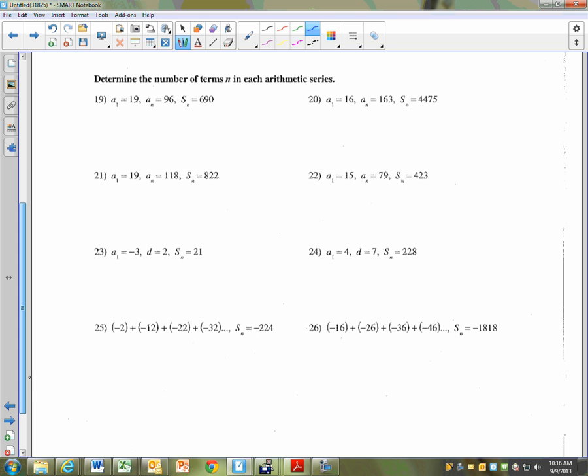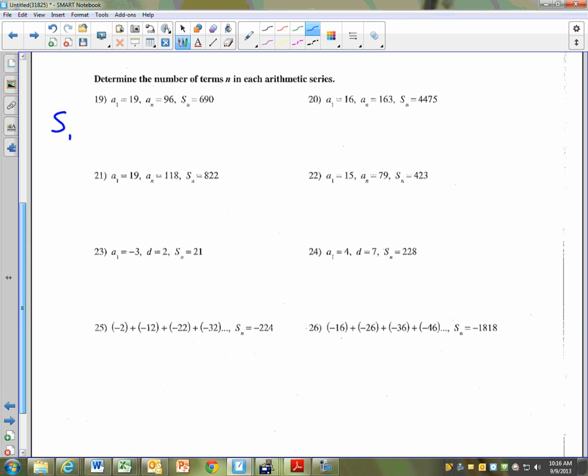It says determine the number of terms n in each arithmetic series. So now which variable am I solving for? Now I'm solving for n. So if we look at this right here, we'll do 19 together. A sub 1 is 19, A sub n is 96, and S sub n is 690. Which formula would you like to use? Would you like to use the A sub n formula or the S sub n formula? Let's use S sub n.